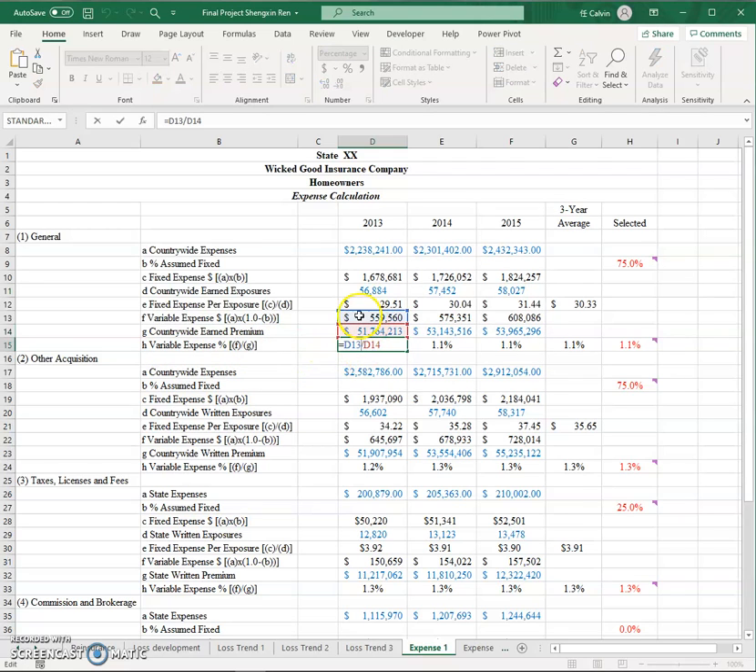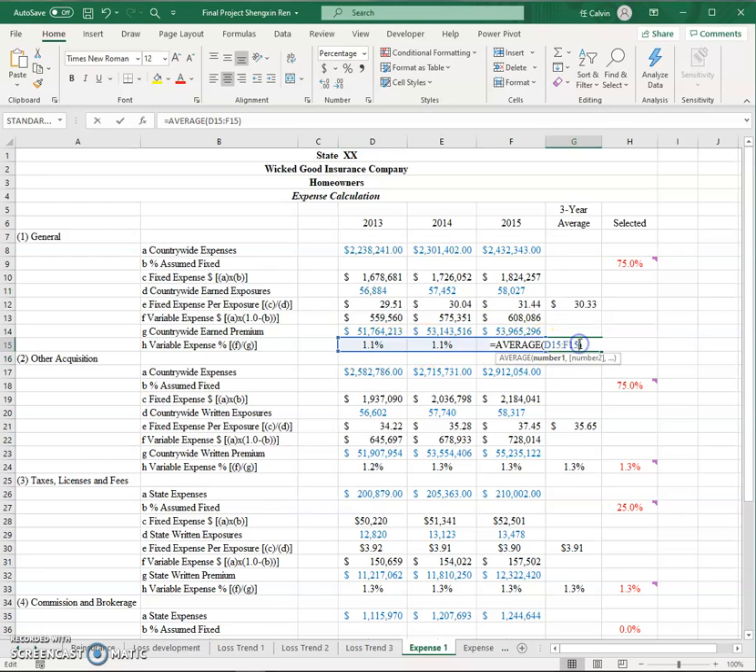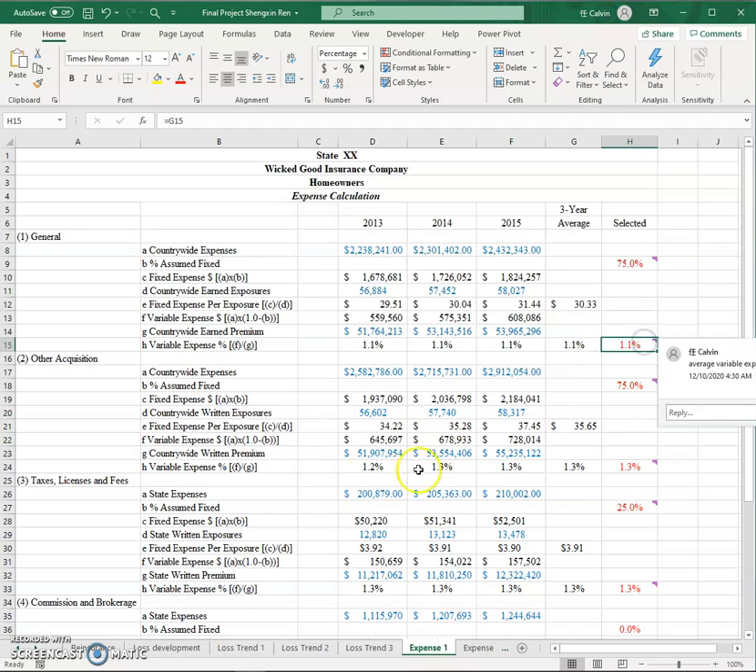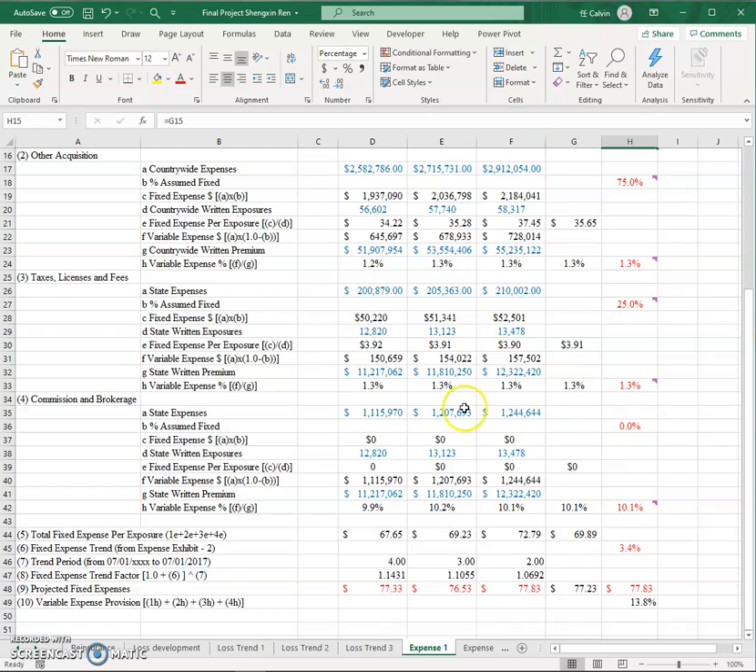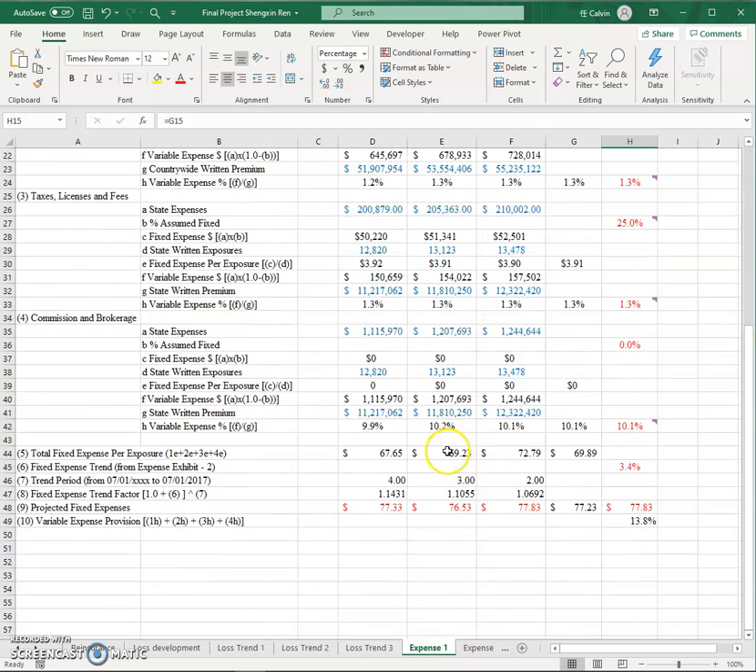So we can calculate the variable expense percentage. We just use the variable expense divided by the countrywide earned premium, and we get the variable expense percentage for each year. The average of 3 years is the same. So we selected the 3-year average. This calculation is the same for the rest, so I'm not going to explain further.